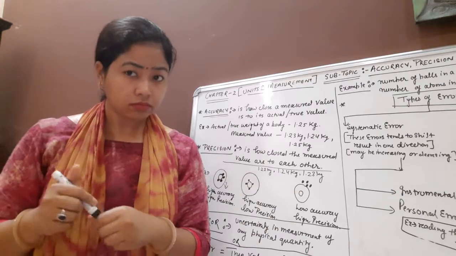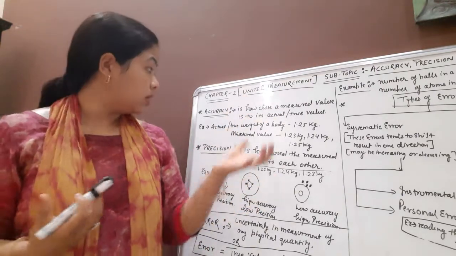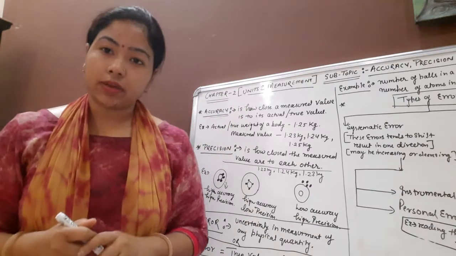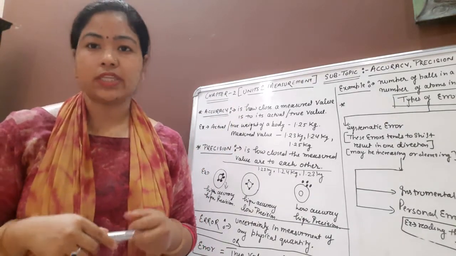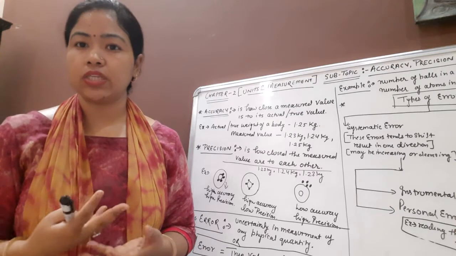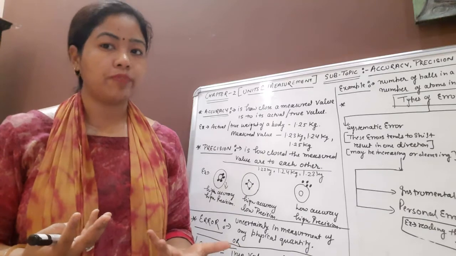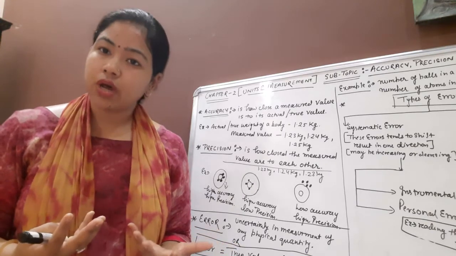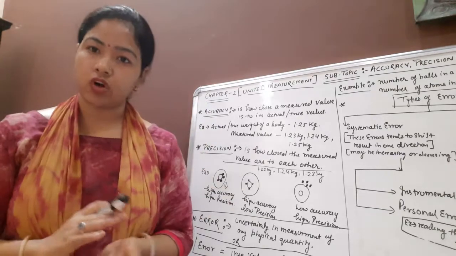Right, children? So these are all the things about accuracy and precision. Many times we have to use this terminology, that's why we have to understand what accuracy is and what precision is. And sometimes we get the definition of precision as a 1 mark question in our exams also. So this is very important for us.